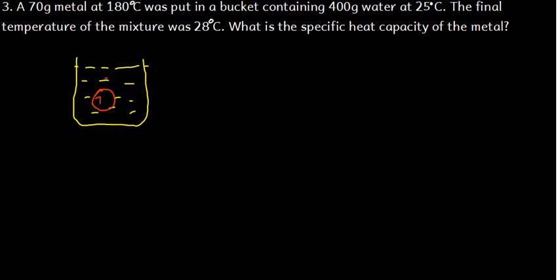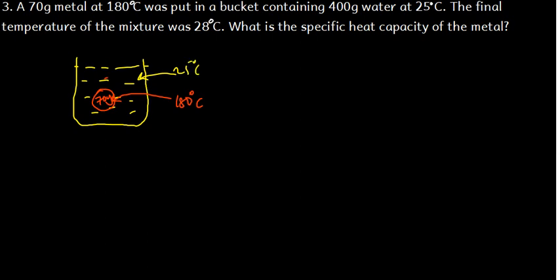And then this metal is 70 grams, and we know its temperature. So the metal has come with a temperature of 180. In other words, this metal is hot. And then the water is cold. The water is at 25 degrees Celsius. This is at room temperature.